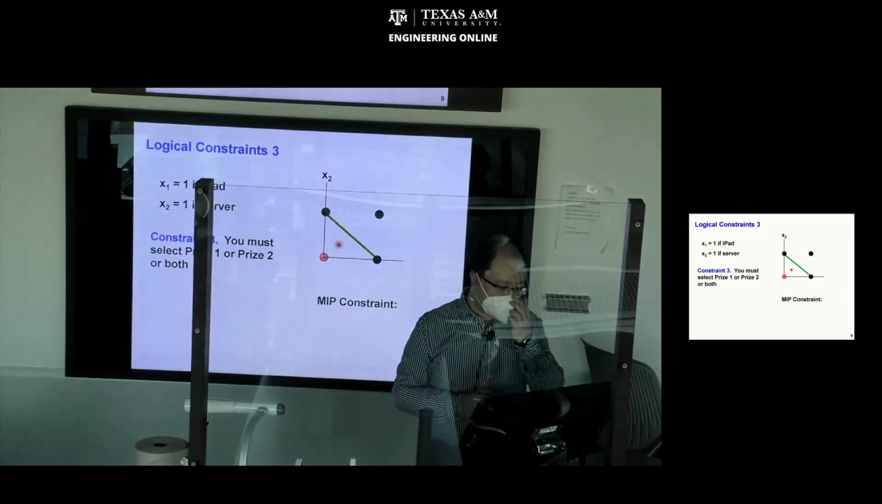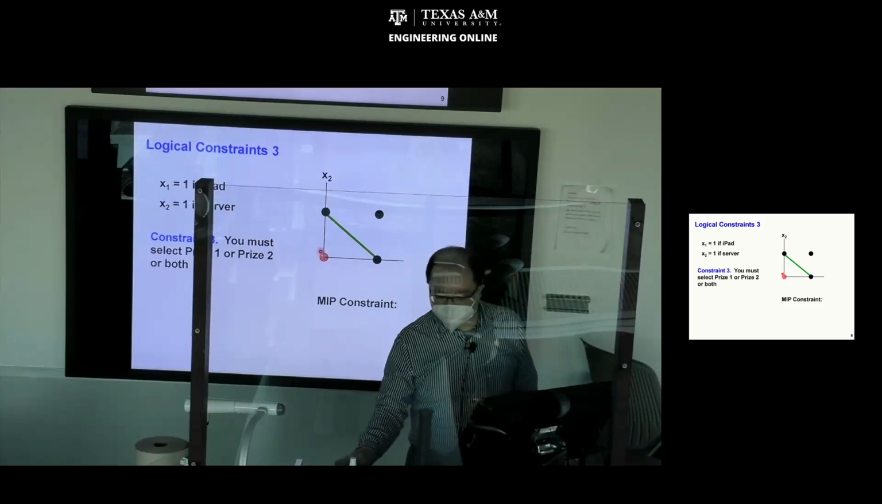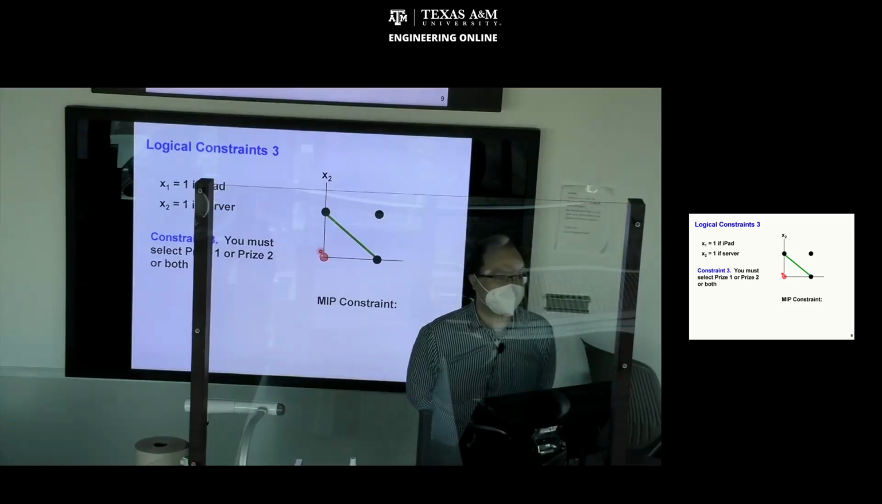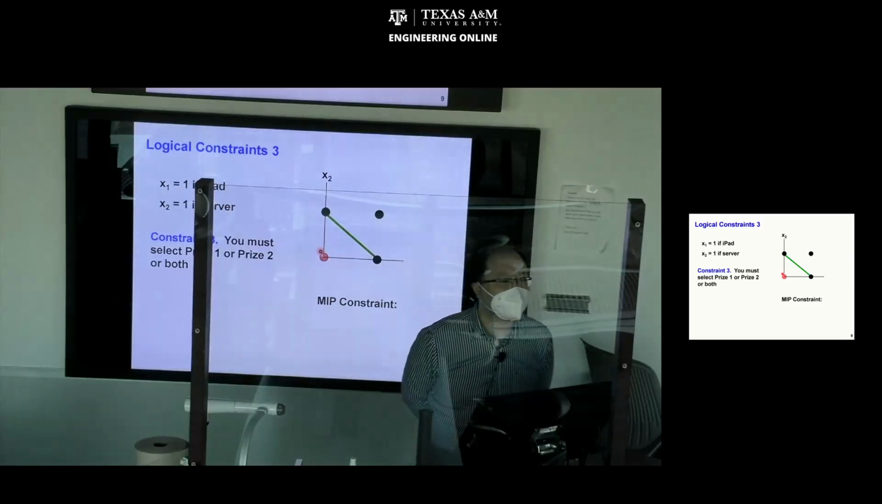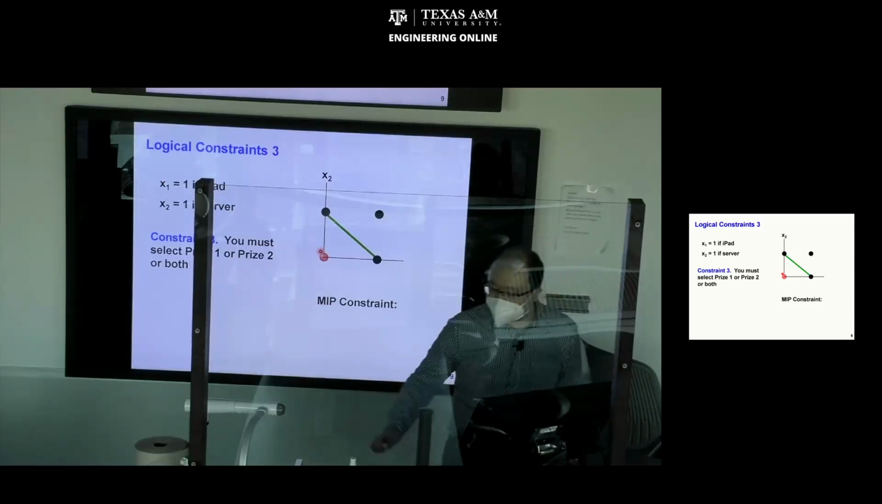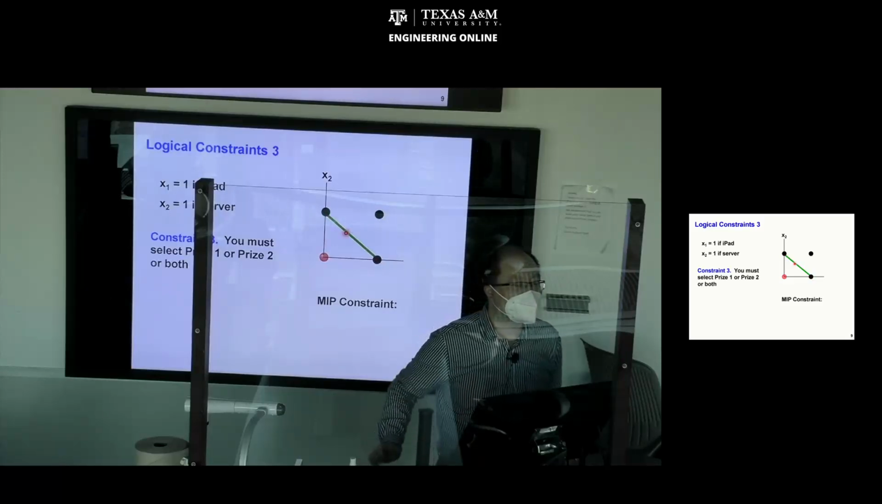Now, last one. You must select one price or both. You cannot select none. In other words, you cannot let x1 and x2 be 0 at the same time. I think everybody should know now after seeing. Do you want to give it a try? So the hint is that we have to be above the green line. Yes. Pardon me?